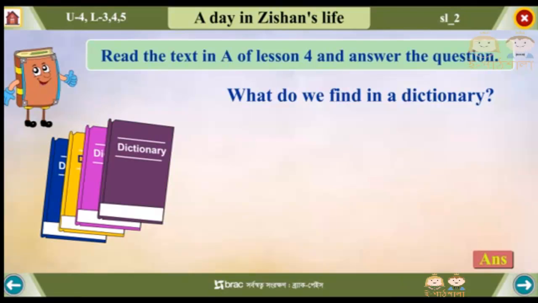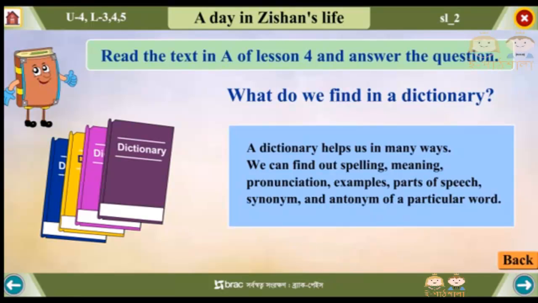Read the text in A of Lesson 4 and answer the question. What do we find in a dictionary? A dictionary helps us in many ways. We can find out spelling, meaning, pronunciation, examples, parts of speech, synonym, and antonym of a particular word.